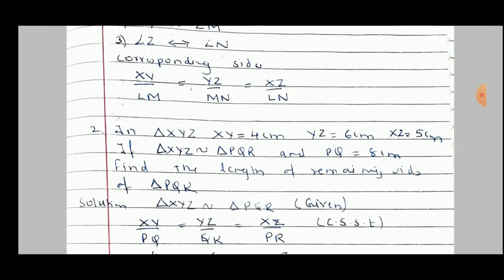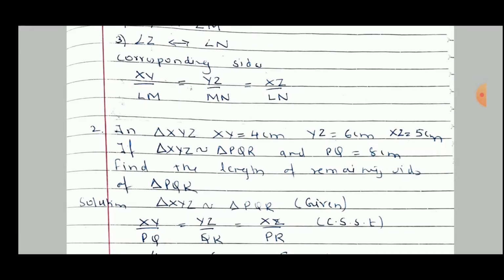Now in triangle XYZ, XY is equal to 4 centimeters, YZ is equal to 6 centimeters, XZ is equal to 5 centimeters. If triangle XYZ is similar to triangle PQR and PQ is equal to 8 centimeters, find the length of the remaining sides of triangle PQR.